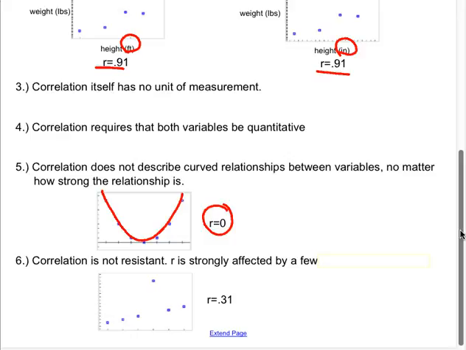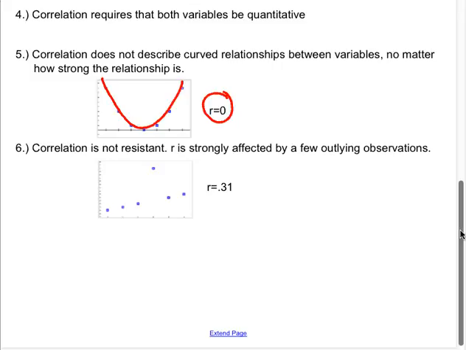Correlation is not resistant. R is strongly affected by outliers. So notice right here, this is a near perfect line. This one point, and look at how far it drags R down, okay? So that's another thing that you need to know. It is very affected by those outliers.